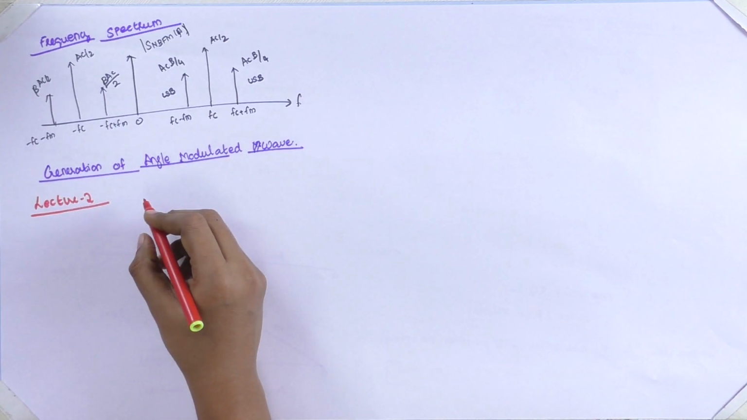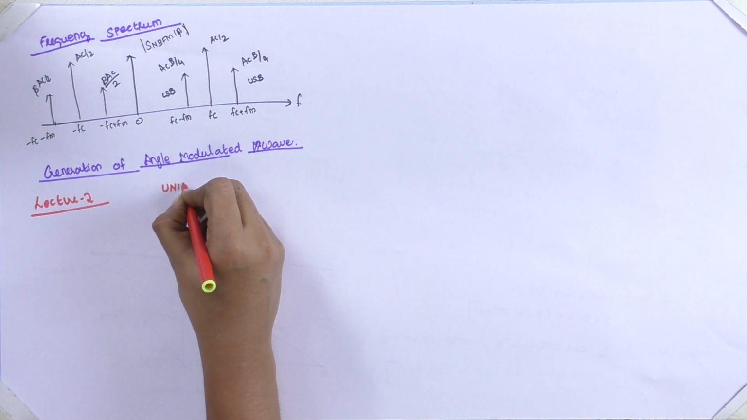Welcome to today's lecture. In the last lecture, we have seen Unit 2 angle modulation. We have seen the definition for angle modulation and we have seen the types of angle modulation. In today's class, we are going to see generation of angle modulation. In particular, we are going to see generation of narrow band frequency modulated wave. This is our lecture 2 in Unit 2.